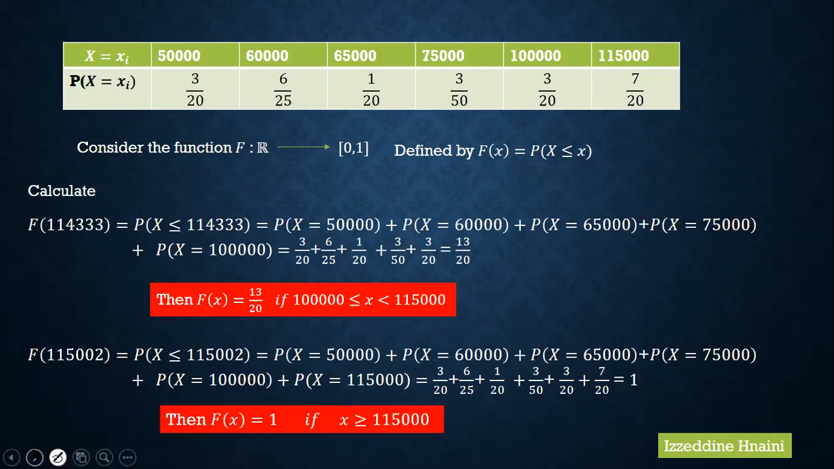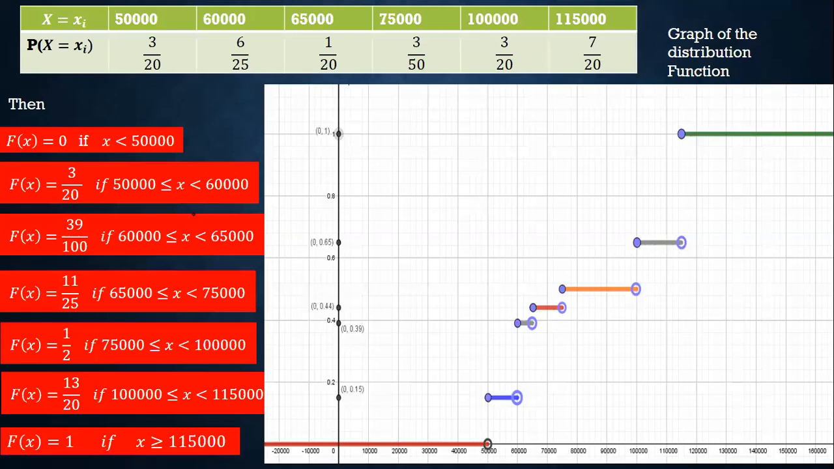Finally, the distribution function may take these values: 0, or 3/20, or 39/100, or 15/25, or half, or 13/20, or 1. That is, before this value it is equal to 0. Between this value and this value it is equal to 3/20. Between this value and this value it is equal to the sum of this probability and this probability, and so on. And we can draw the graph of the distribution function.